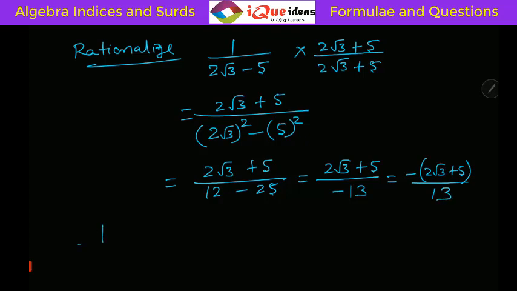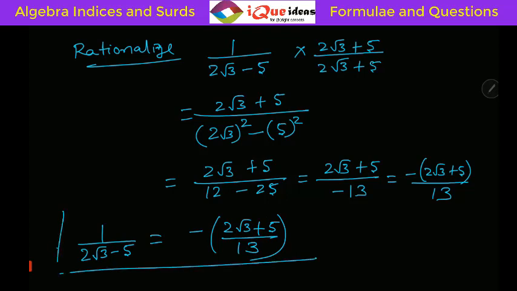Please understand that 1 by 2 root 3 minus 5 is equal to minus of 2 root 3 plus 5 divided by 13. Right? This is the answer. So this is the rationalized form of this number. Alright. So this is the method of rationalization. Basically, you have to make sure that there is no irrational number in the denominator. Okay. Now let's take a couple of questions on this.